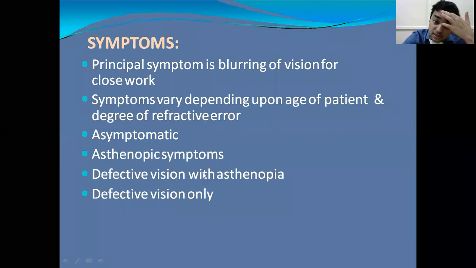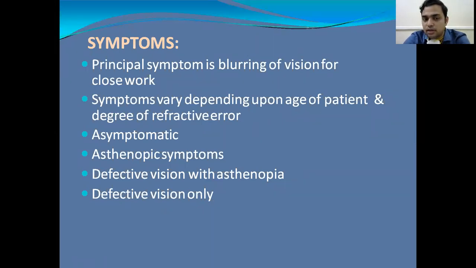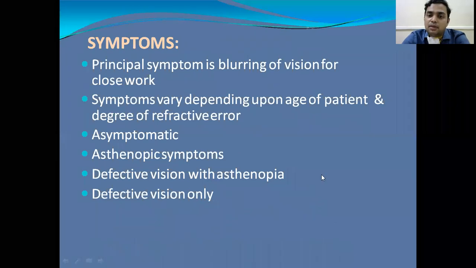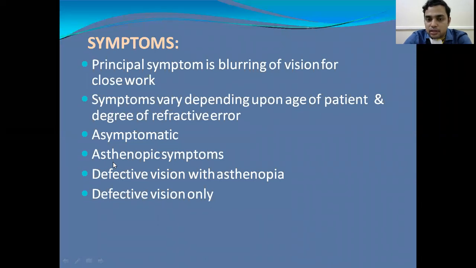Coming to the symptoms, here the principal symptom is blurring of vision while doing close work. The patient will have blurring of vision while doing close work, that is near work. And symptoms may vary depending upon the age of the patient and degree of refractive error. Sometimes, if the patient is a very mild hypermetrope, he may not have any symptoms.